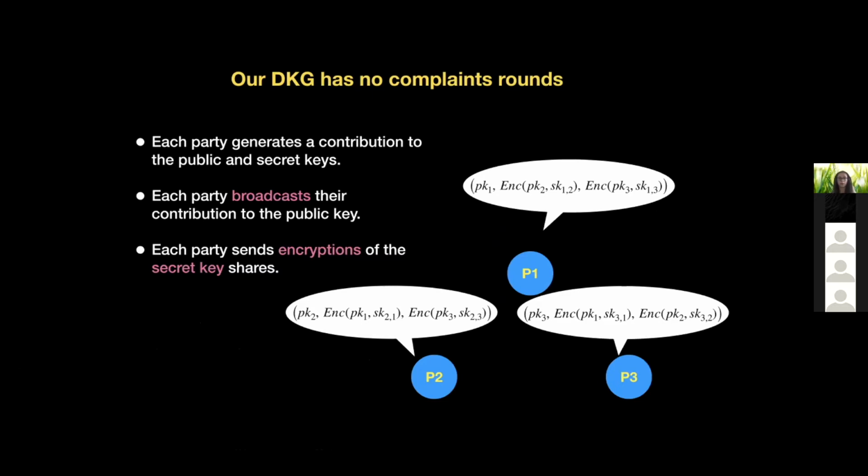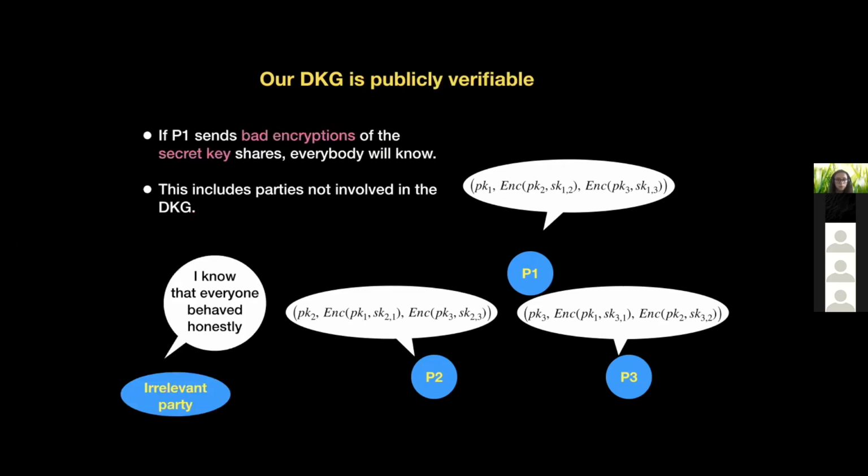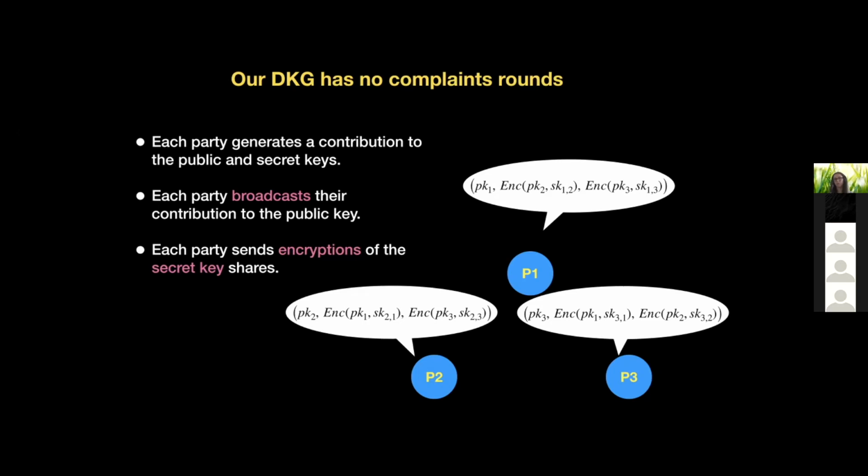So what our DKG suggests doing instead is that we're going to generate a contribution to the public and secret keys, same as before. We're also going to broadcast the contribution to the public key. But rather than privately sending the encryptions of the secret keys, we're going to publicly broadcast these encryptions. But we also provide a proof, which I've not mentioned on my slide, that these encryptions have been generated correctly. Our proofs are pretty simple. They're like one group element in order to check each encryption.